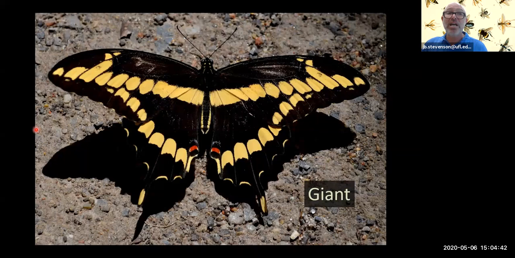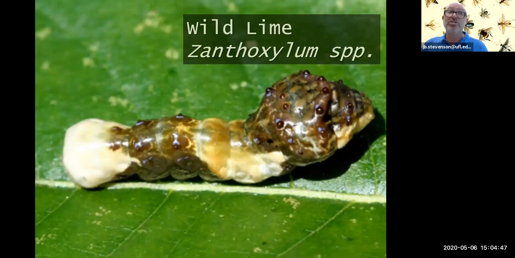Now this one, the caterpillar, is a really good bird poop mimic. I mean, that is a good job right there. I don't think any self-respecting bird would want to chomp down on that. Their larval food includes various members of the citrus family. We have wild lime, one of the native members of the citrus family, the Rutaceae.